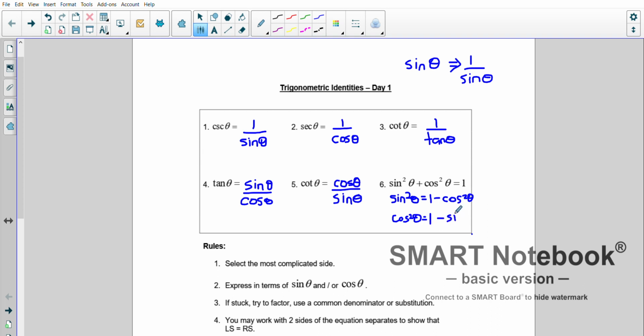So these are the identities. At the end of the day, you need to memorize these. You just need to know them.